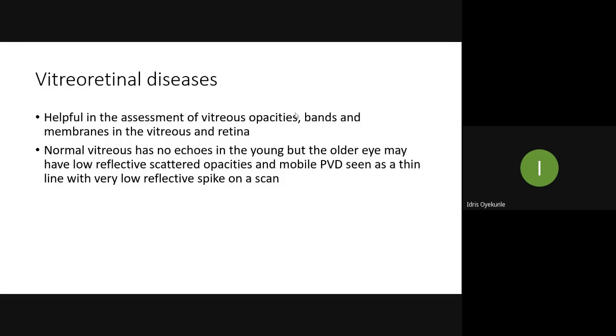I'd like to now look briefly into some of the subspecialties or areas where this scan is very helpful. This scan is important especially in the assessment of vitreoretinal diseases, to assess for vitreous opacities, bands and membranes in the vitreous and the retina. In the normal vitreous, there are no echoes in young individuals, but in older individuals, there may be low reflective scattered opacities, which may be normal, and this can be due to vitreous syneresis, as we know. And then also you can see a mobile posterior vitreous detachment, which may be seen as a thin line with a very low reflective spike.